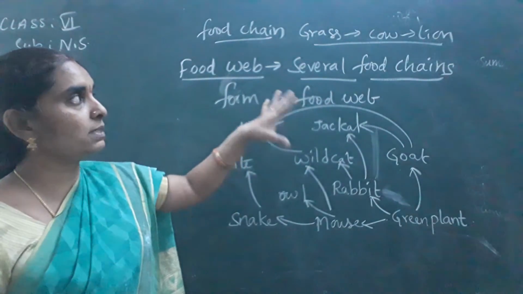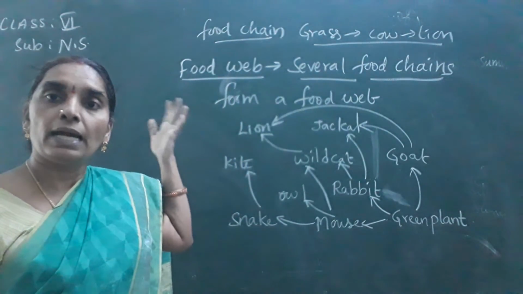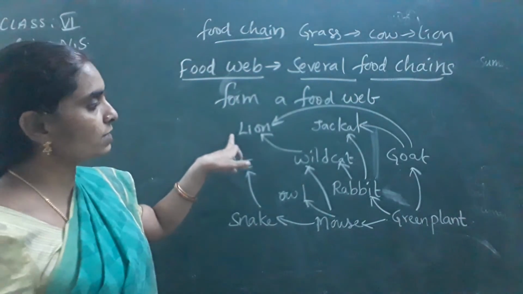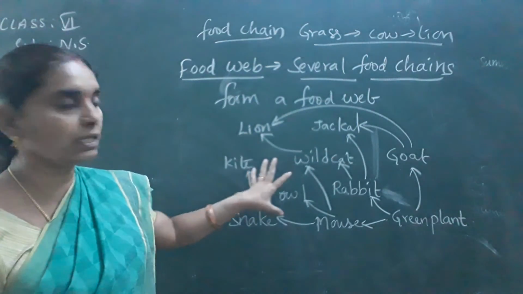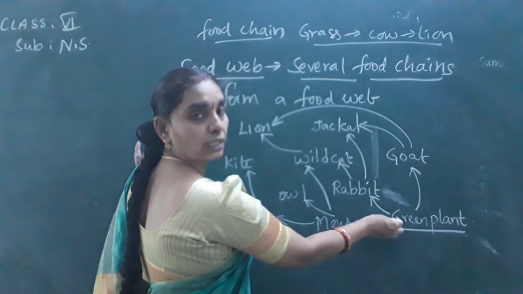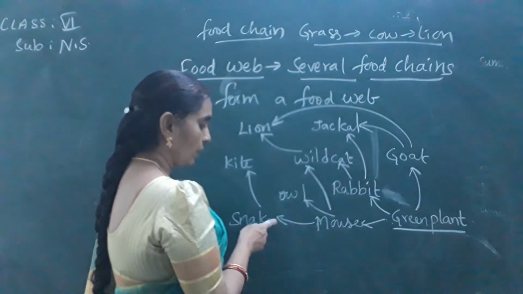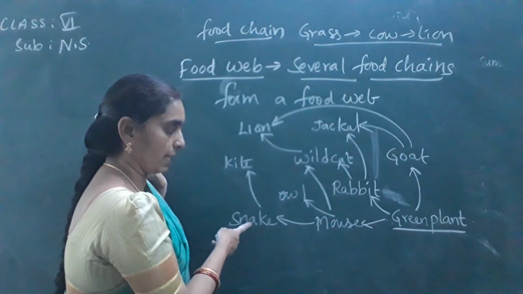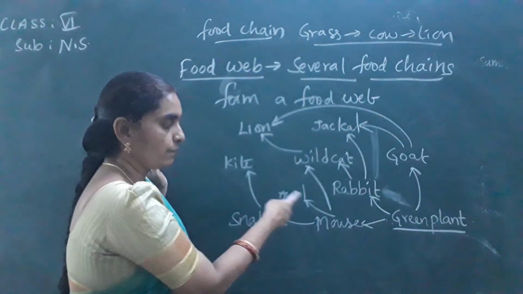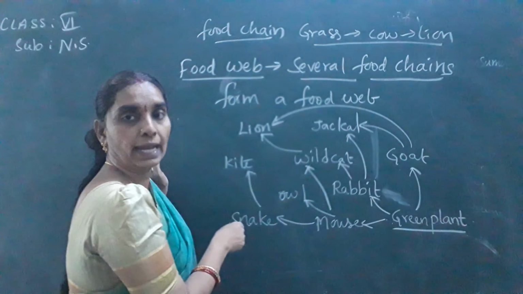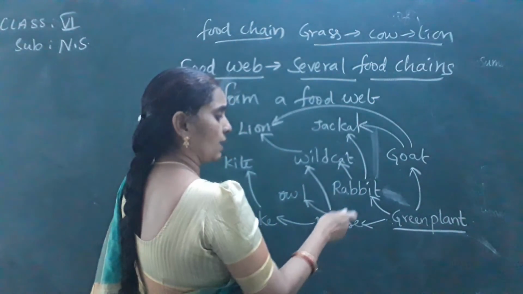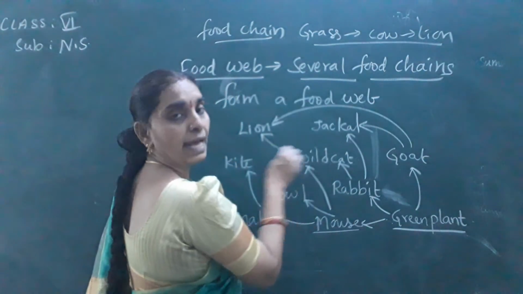Several animals depend on other animals for food, and other animals depend on the same animal for food too. In fact, if you see this structure, you can easily understand the food web. This is a green plant, children. So mouse depends on the green plants for the grains, and mouse is eaten by snake. Snake is eaten by kite. Mouse is eaten by owl. Mouse is also eaten by wild cat. Mouse is eaten by jackal too. Here a single mouse is eaten by different animals.